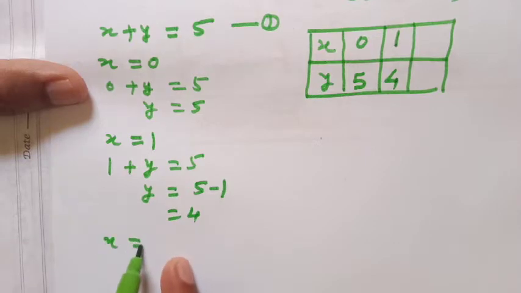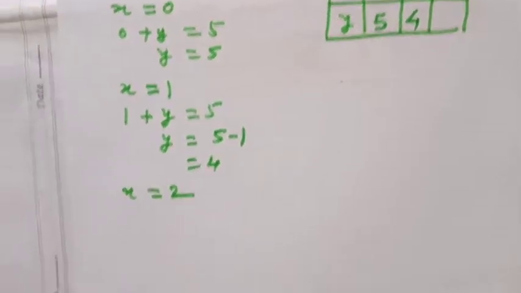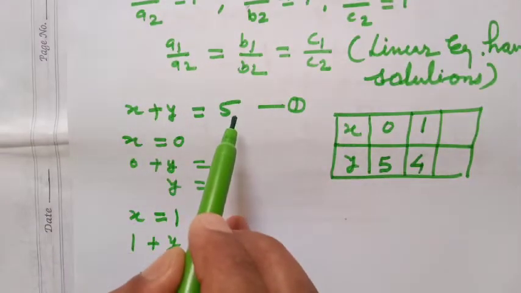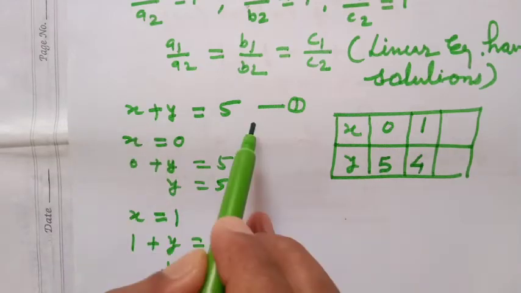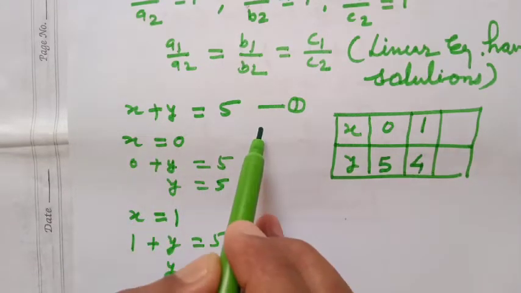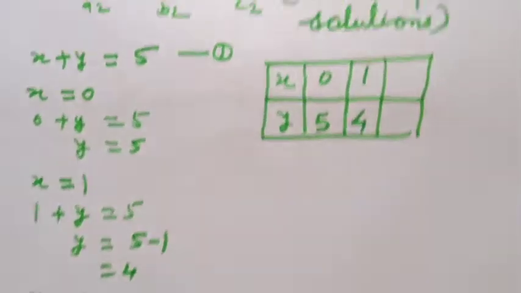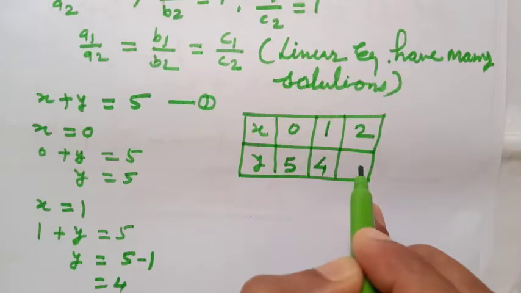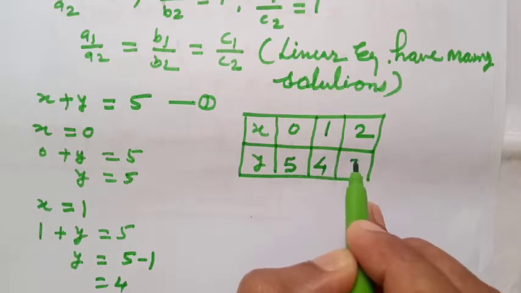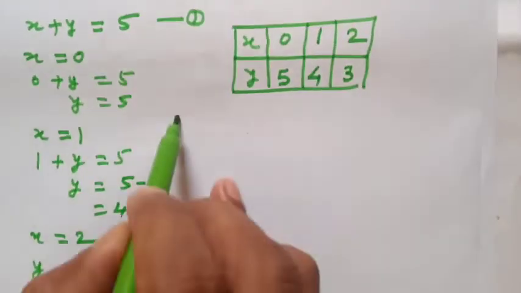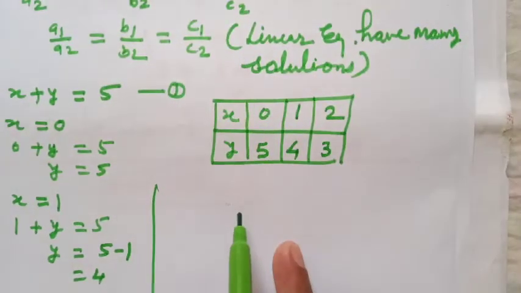Now let us take x is equal to 2. Put the value of x here as 2. So 2 plus y is equal to 5, and then you shift the 2 to the RHS side. So y is equal to 3. I think you can do it. So x is equal to 2, then the corresponding value for y is 3. It's clear? Table number 1 is prepared. Now come on, our second equation is the same.